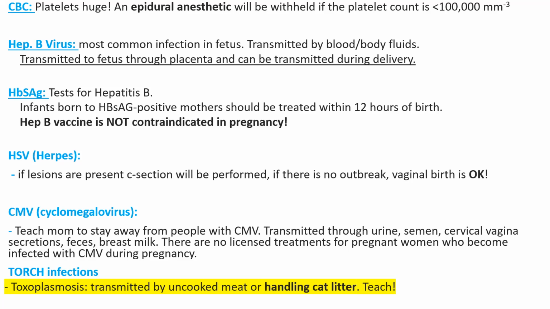Herpes. This is really important. If there are actual lesions present, a C-section will be performed, but if there are no lesions, then a vaginal birth is okay. Cytomegalovirus, I totally pronounced that wrong. Teach mom to stay away from people with CMV. This can be transmitted through urine, semen, cervical and vaginal secretions, feces, and breast milk. There are no licensed treatments for pregnant women who become infected with CMV during pregnancy.